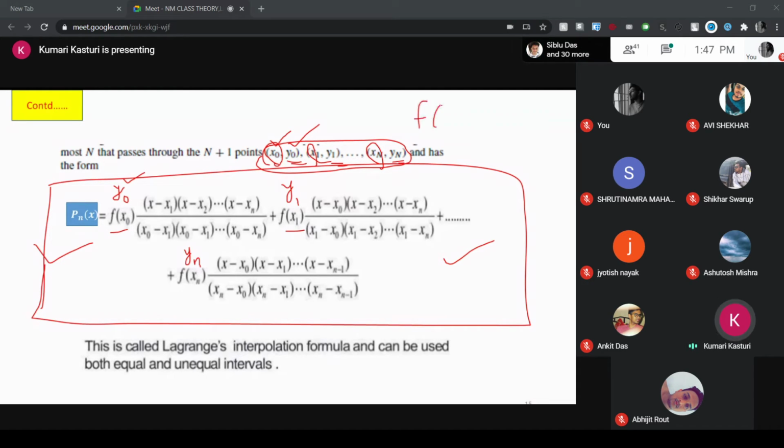Function f of x is given to you. So y0, how to calculate? That is nothing but your f of x0. You have to put the x0 value there. Similarly, you have to find out the y1 value, and similarly the yn value. After finding all those values, these terms written here are called your Lagrange coefficient polynomials, which depend upon the term you want to find out.